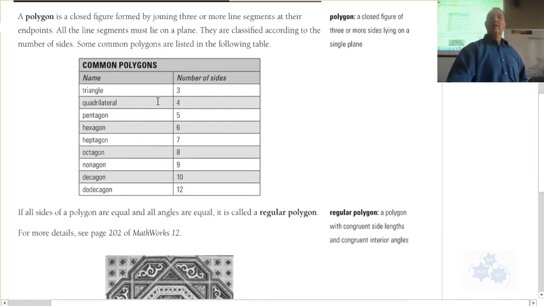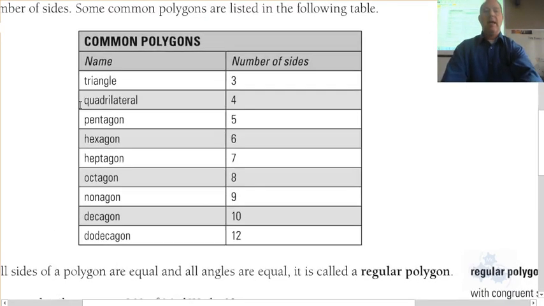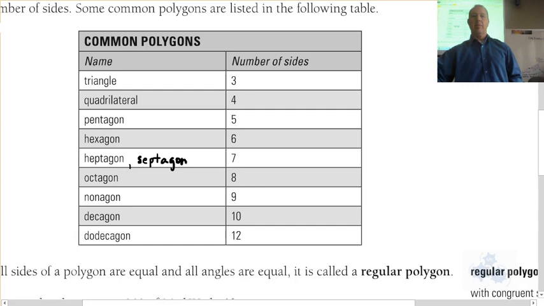So a triangle has 3 sides. Quadrilateral has 4. A pentagon has 5. A hexagon has 6. A heptagon has 7. And you actually may see another name for this as well, a septagon. Not as common, but you might see that. That also means 7. Hepta and septa are both sort of acceptable words for 7. And then octagon is 8, nonagon is 9, decagon is 10, and then it skips 11 and goes straight to 12, the dodecagon. So there's the decagon and then the dodecagon.